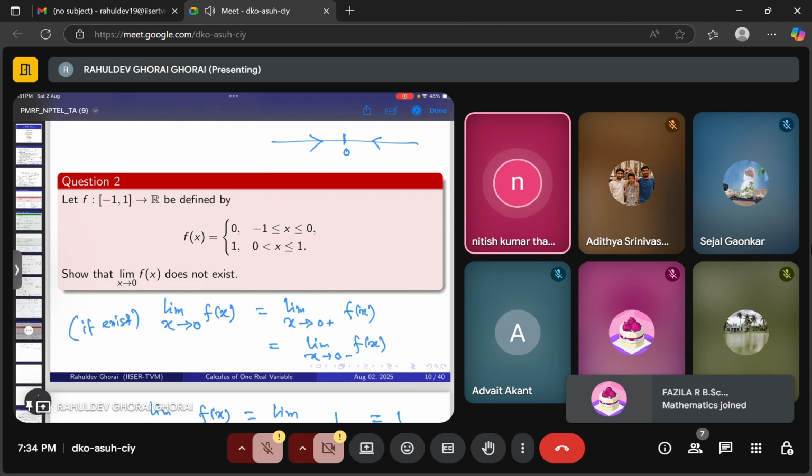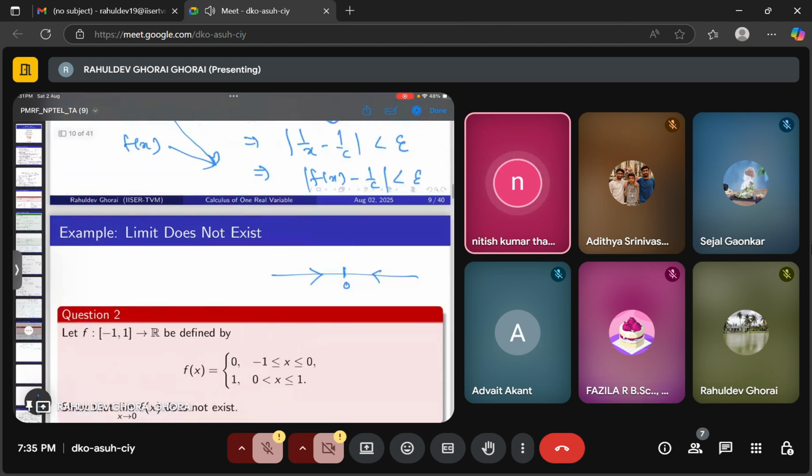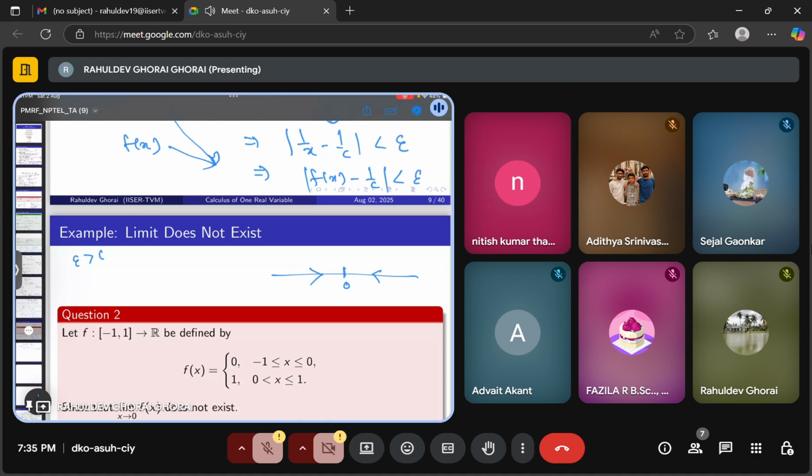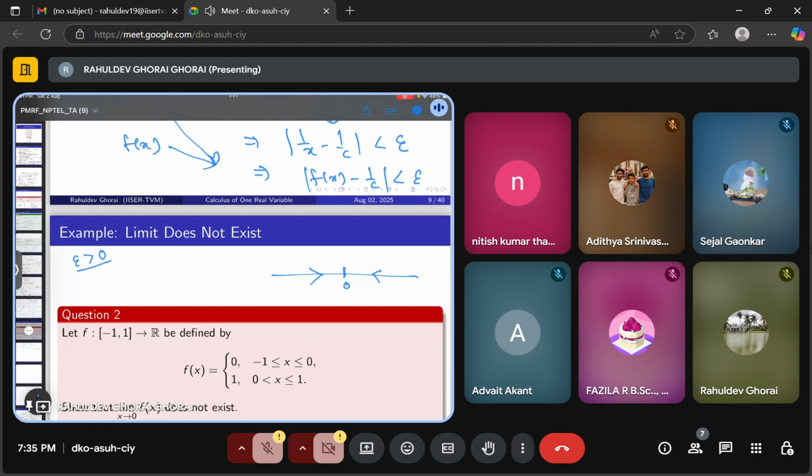Then what does epsilon mean? I don't understand, sir. What is epsilon? How can we define epsilon? See, epsilon is greater than 0. It can be any positive number, exactly any positive number. So it can be no matter how small.